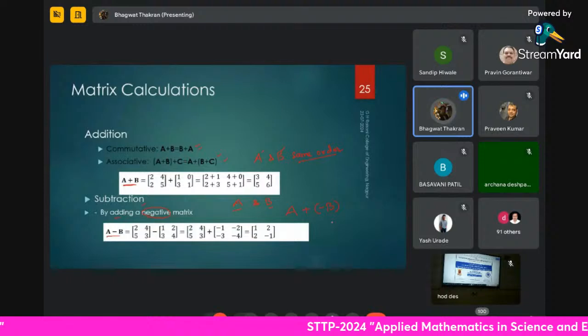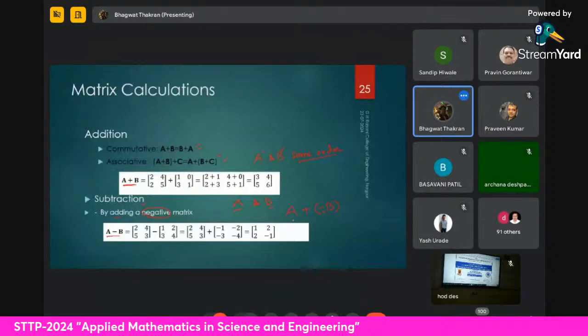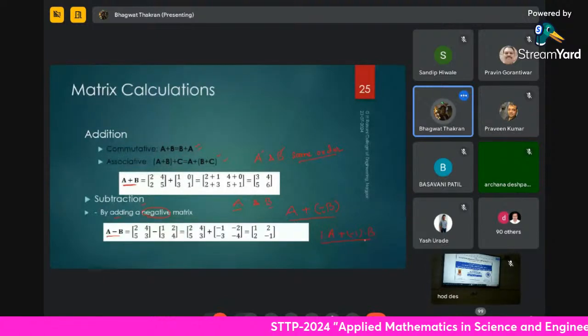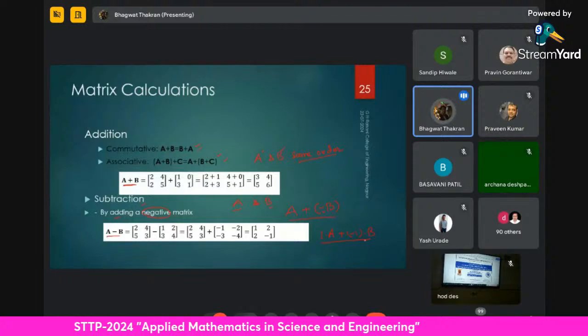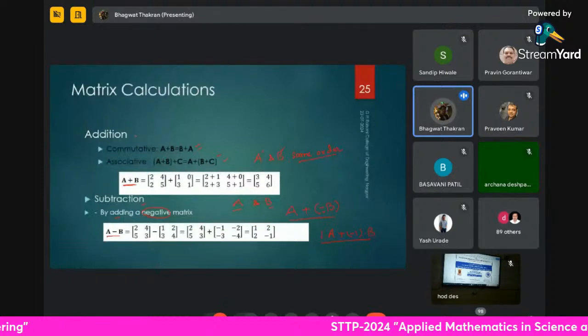Now, what do we mean by additive inverse? We just multiply with the scalar minus 1. So this is my scalar minus 1. Now, see, it's a linear combination: 1 dot A plus minus 1 dot B. This is my linear combination. So I'm taking linear combinations with some fixed scalars, and that gives me the result.